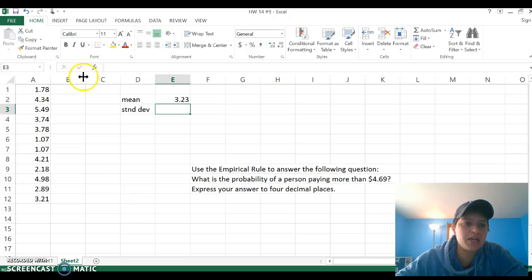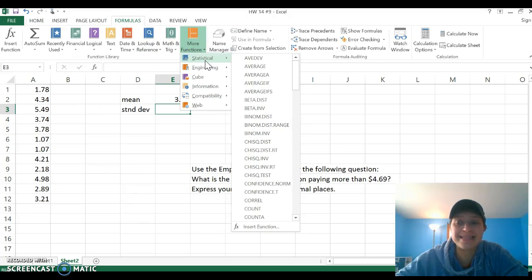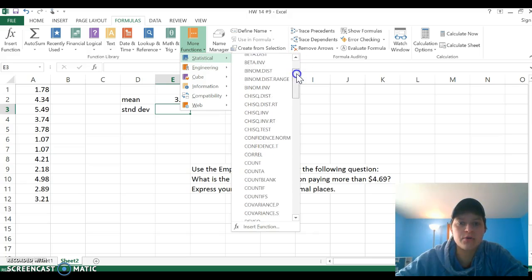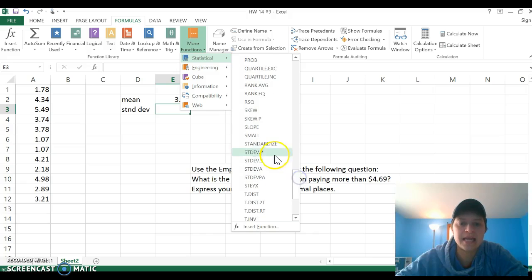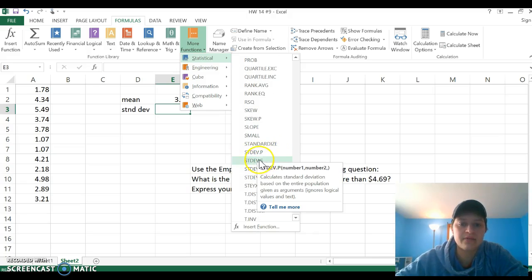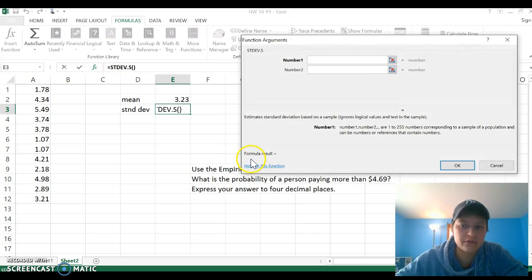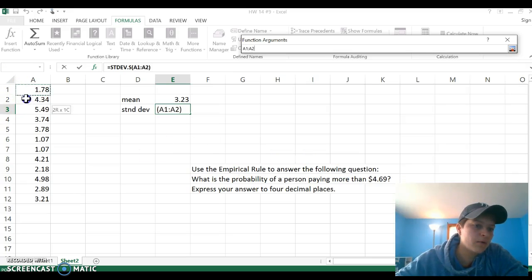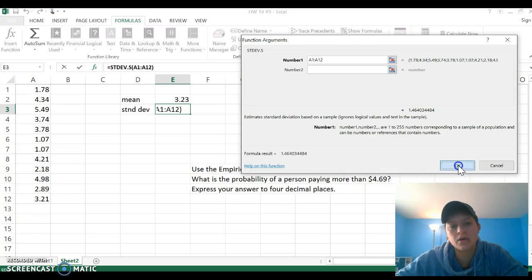Now, my standard deviation, again, formulas, more functions, because I need statistical functions, and I'm going to go all the way down to the S's where I see standard deviation, STDEV.S. Now I'm going to use the S because we are dealing with a sample of fast food meals on a Friday afternoon. I'm pretty sure there are more than 12. So again, I'm going to click and drag. I want to highlight these 12 values from A1 to A12, and I'm going to click OK.